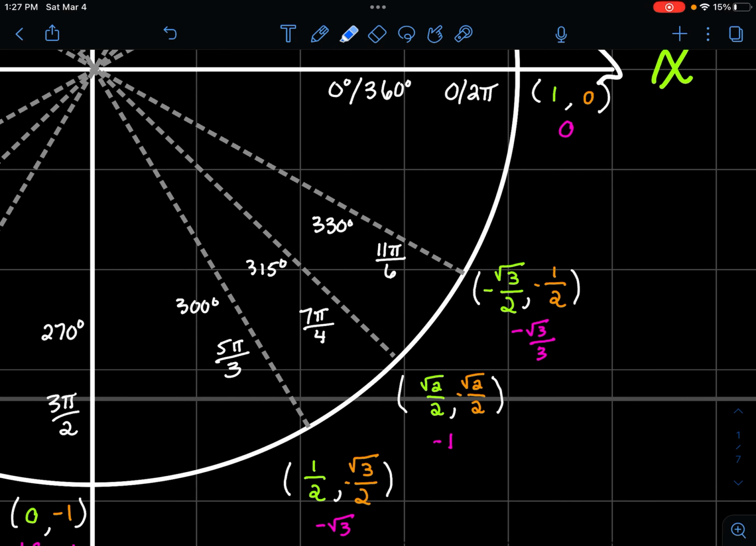And then the last quadrant, the fourth one, we're in where all the x values should be positive. Erase that one there, that typo.